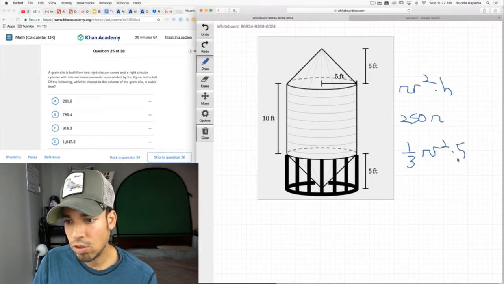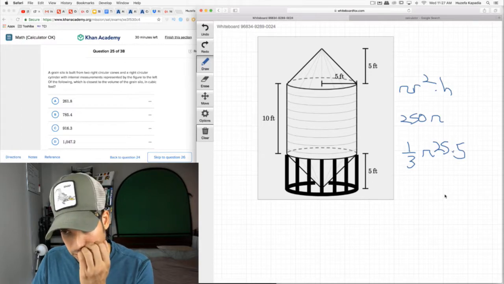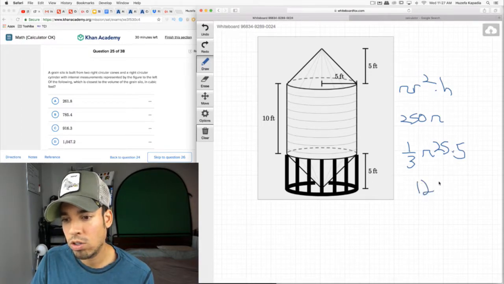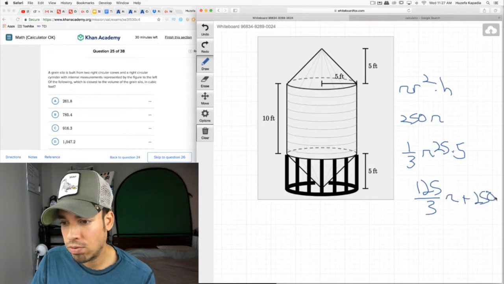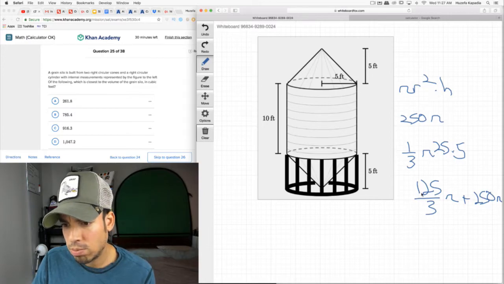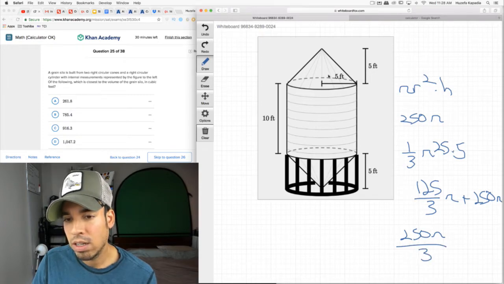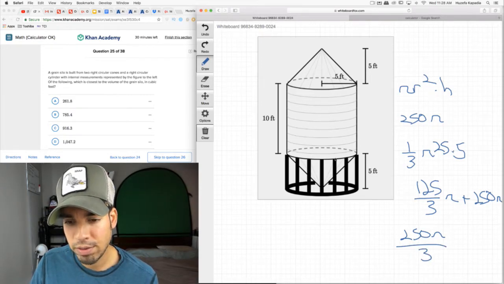And the radius is also 5. So this is 25 again. 5 times 25 is 125. So 125 over 3 times pi plus 250 pi. Oh, no, that's just one of these. And then we need to multiply this by 2. So it becomes 250 pi over 3, right? Because I just calculated 1 cone, we have both cones.